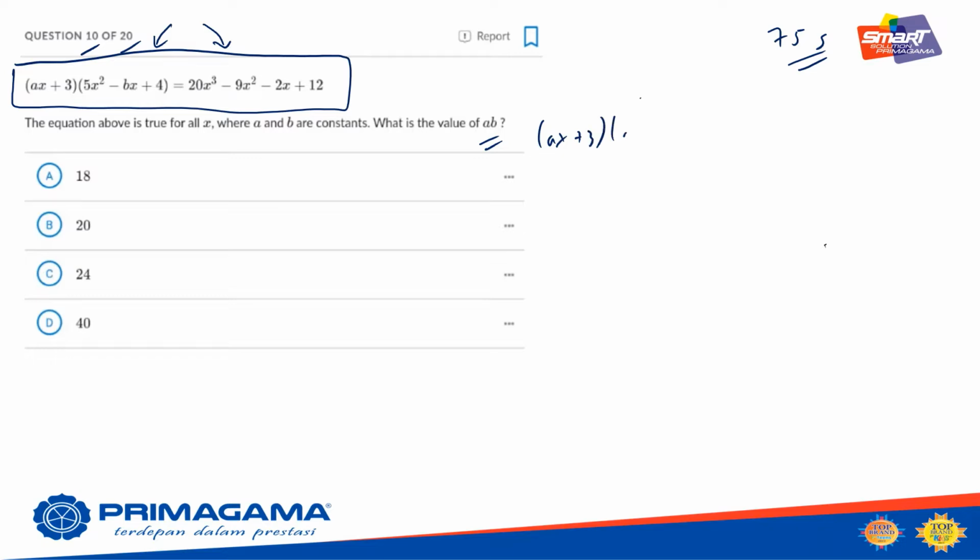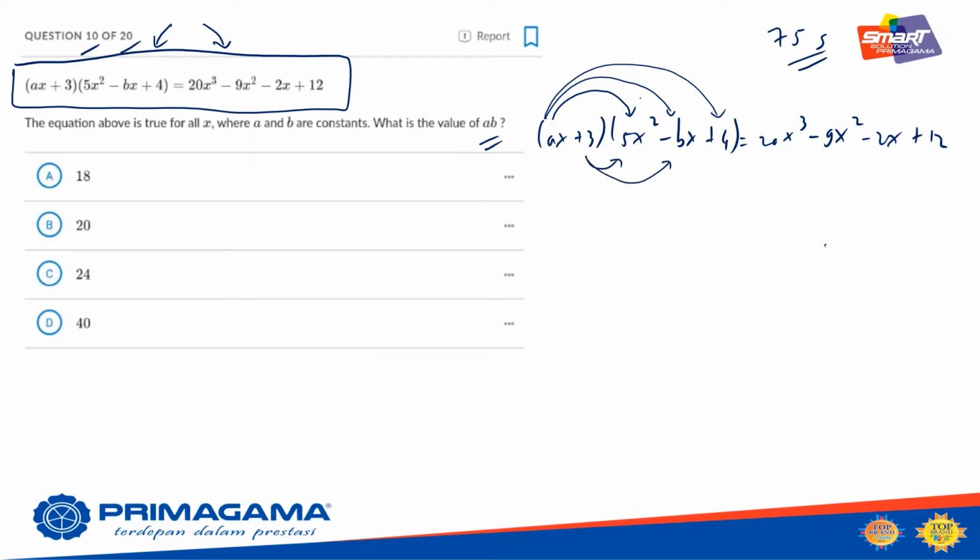(ax + 3)(5x² − bx + 4) is equal to 20x³ − 9x² − 2x + 12. So, to do this, let's solve the left-hand side equation first. Multiply a with 5, a with minus b, a with 4, 3 with 5, 3 with minus b, and 3 with 4. And hence we will get 5ax³ − abx² + 4ax + 15x² − 3bx + 12.